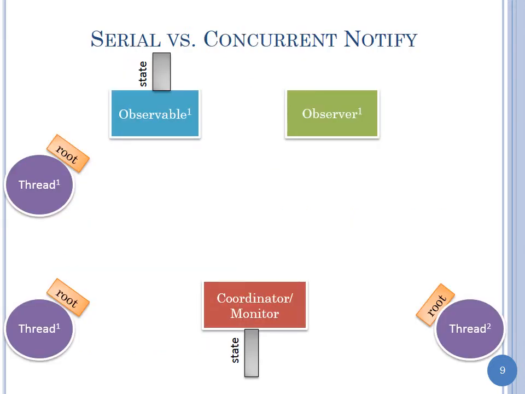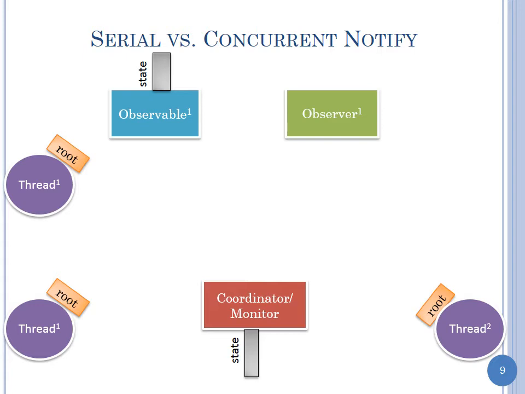So let's use a graphic to illustrate the similarities and the differences. On the top you see the MVC pattern, the observer pattern. On the bottom you see the thread coordination. Let's look at the observer pattern. There's just one thread involved. Every thread is associated with a root method. In Java, that can be the main method or a run method. The observable has some state, and the observer is interested in changes to the state.